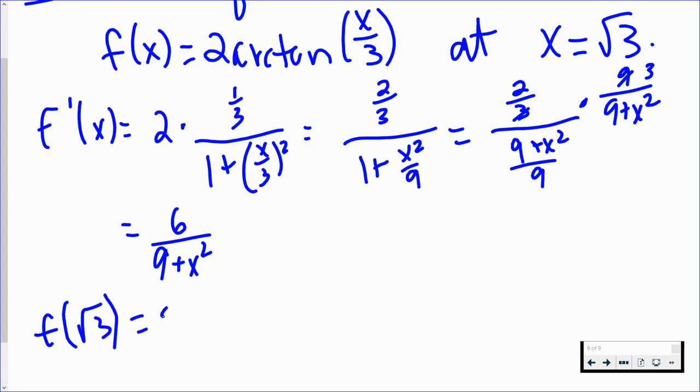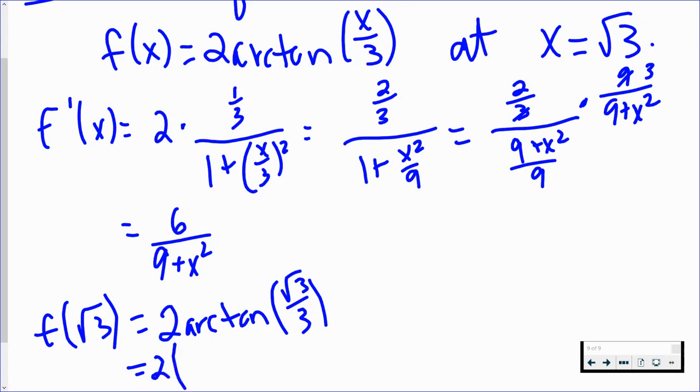If we plug into the original, we have 2 arctangent of square root of 3 over 3. So that's saying where is tangent equal to the square root of 3 over 3, which happens at pi over 6. Remember that we are solving within the range of values, which is from negative pi over 2 to pi over 2 for arctangent. So 2 times pi over 6 becomes pi over 3 for our y coordinate.